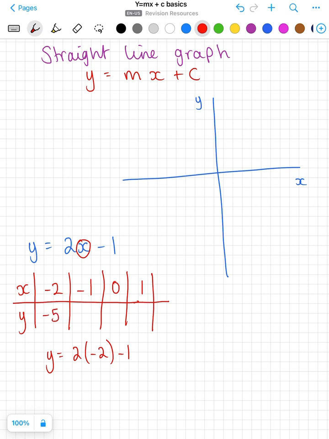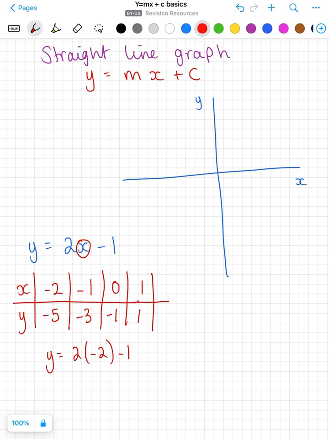And we repeat, 2 times minus 1 is minus 2, minus 1 is minus 3. 2 times 0 is 0, minus 1 is minus 1. 2 times 1 is 2, minus 1 is 1. So we're going to plot these.